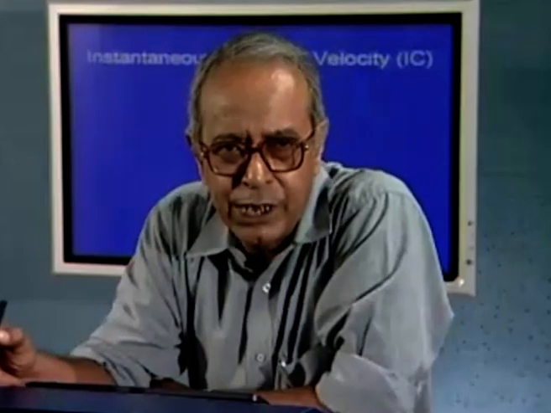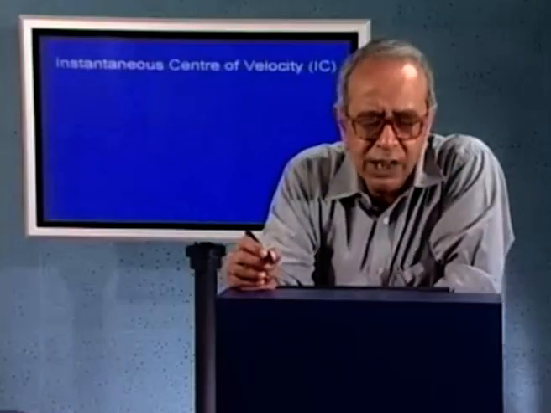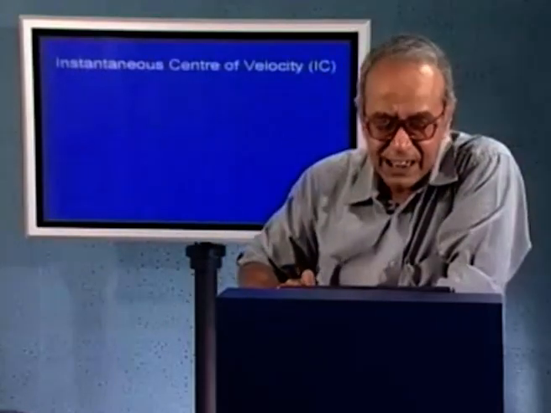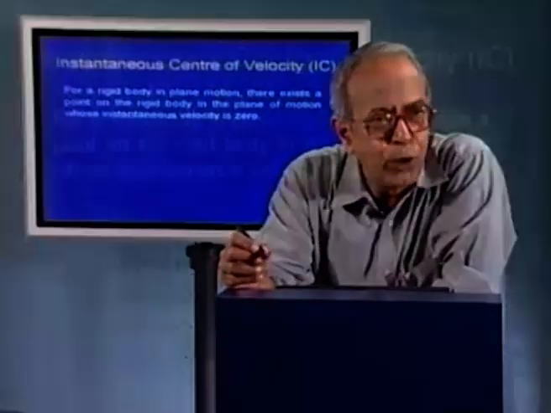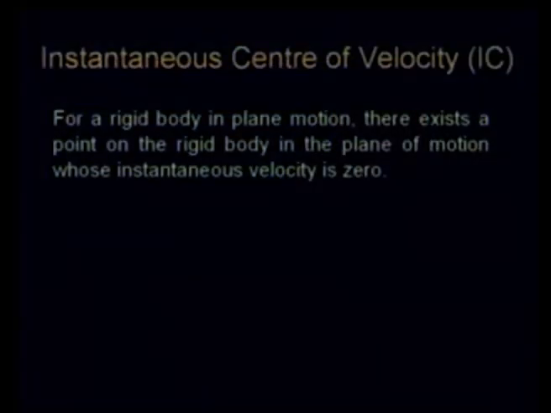Now that it is clear how to correlate the velocity and acceleration of 2 points on the same rigid body, let us develop another very important concept for velocity analysis, that is called instantaneous center of velocity, or in short IC. For a rigid body in plane motion, we will be able to show that there always exists a point on the rigid body, of course in the plane of motion, whose instantaneous velocity is 0. And this point is called the instantaneous center of velocity, or IC.